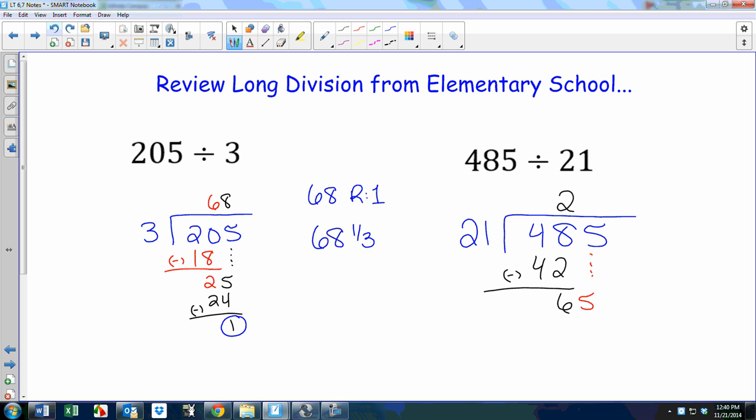21 goes into 65 3 times. 3 times 2 and 3 times 1, 3 times 21, 63. Subtract, and we get 2. So you have 2 options, 23 and remainder 2, or 23 and 2 over 21. You got it. All right, so hopefully that fixed any elementary division issues.